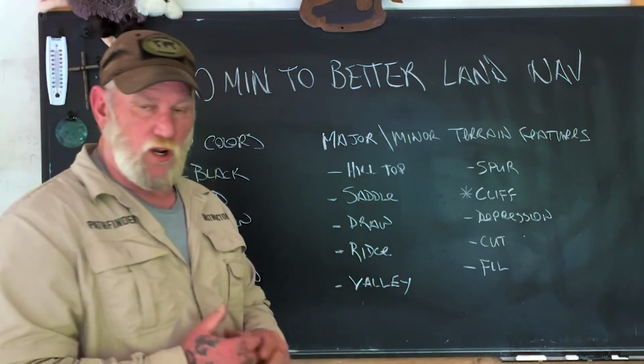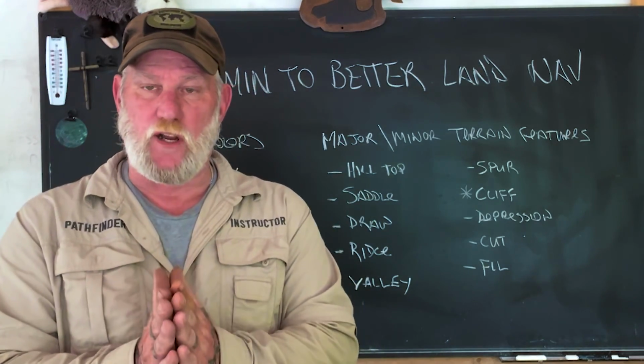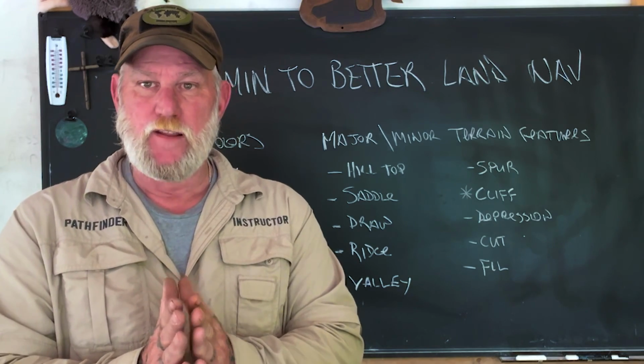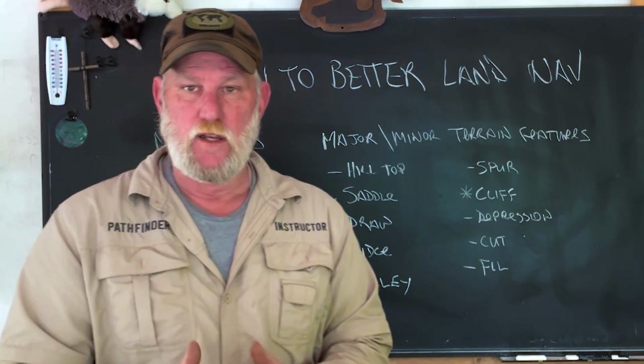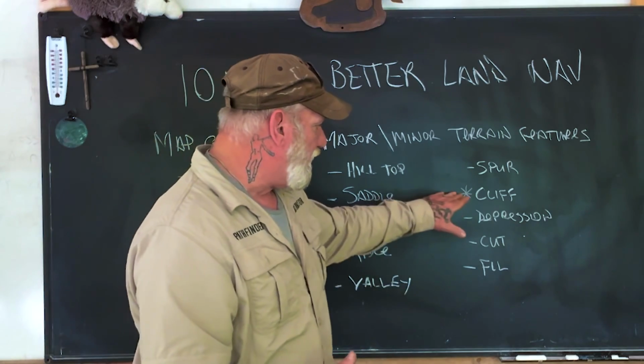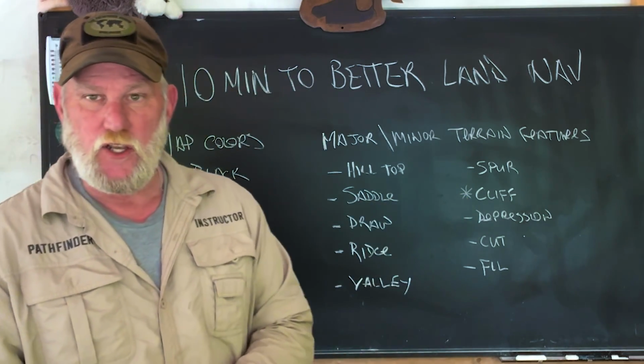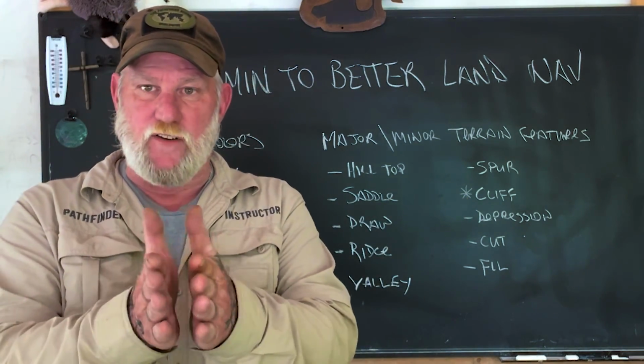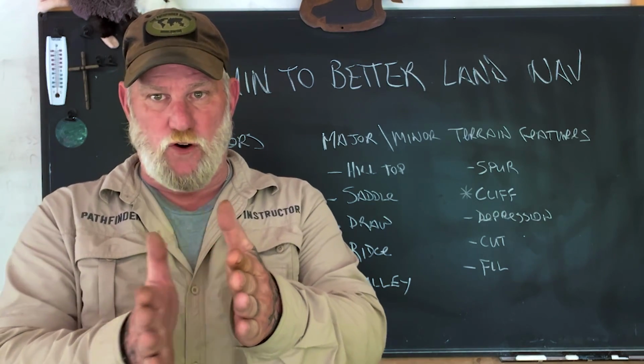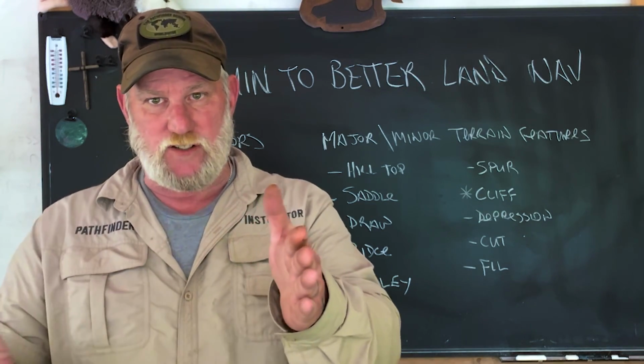Remember with these contour lines that the closer these contour lines are together, the steeper the terrain. So when we get to things like a cliff, which I've got an asterisk on here, you'll see that those contour lines are very, very close together. And again, the further they're spread out, the more gentle that slope is.